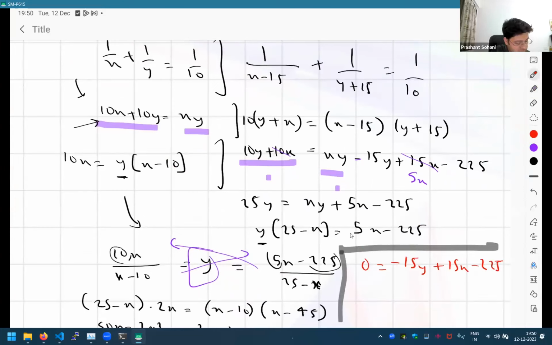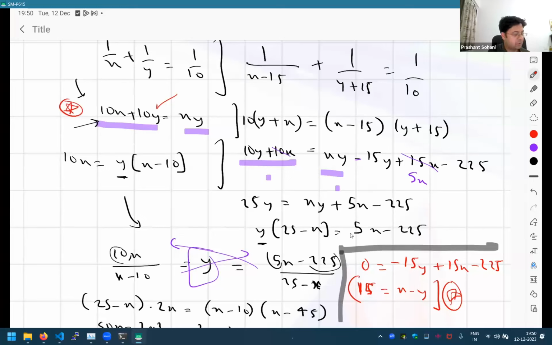Yes, I think this will lead to a faster solution. I also agree, because now again 15 is going to cancel from the equation, and what we are left with is 15 is equal to x minus y. So now you can consider solving this equation along with this equation maybe. Okay, so substituting y from this equation into this equation is faster, definitely. Yeah, thanks for pointing that out.